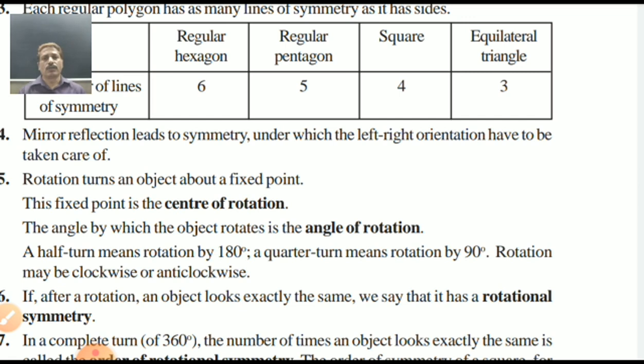Fifth one, rotation turns an object about a fixed point. This fixed point is the center of the rotation. The angle by which the object rotates is the angle of rotation. A half turn means rotation by 180 degrees. A quarter turn means rotation by 90 degrees. Rotation may be clockwise or anti-clockwise.